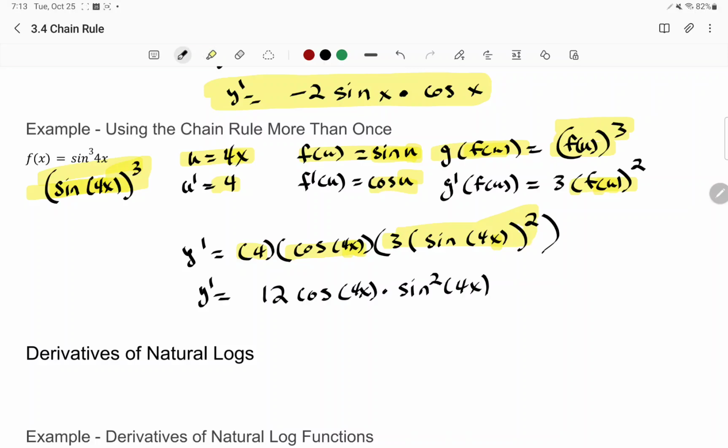And really the only thing that you could do is you could go ahead and multiply this 3 and that 4 together. And that's as far as you can go, making it 12 cosine of 4x times sine squared of 4x. Don't forget about this squared outside of this sine of 4x there. And this is as far as you can go for this one.